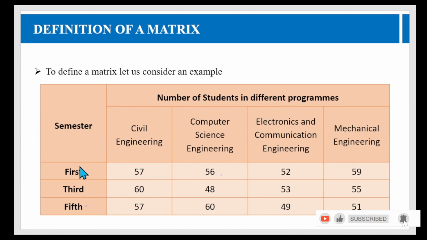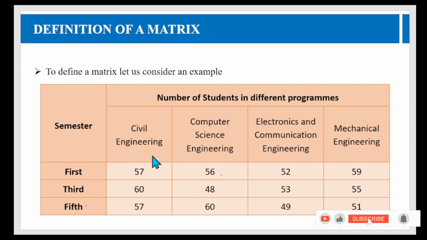That is in the first semester, third semester and fifth semester. In our college, there are 4 branches: civil engineering, computer science, electronics and mechanical engineering. In the first semester, civil engineering has 57 students, computer science 56, electronics 50, mechanical 59. In the third semester, civil 60, computer science 48, electronics 53, mechanical engineering 55. Now, fifth semester, civil 57, computer science 60, electronics 49, mechanical 51.